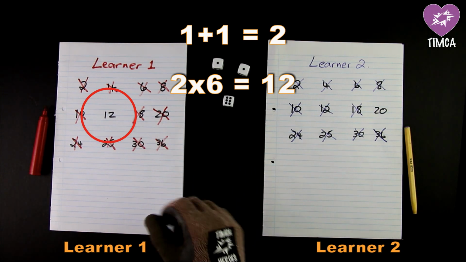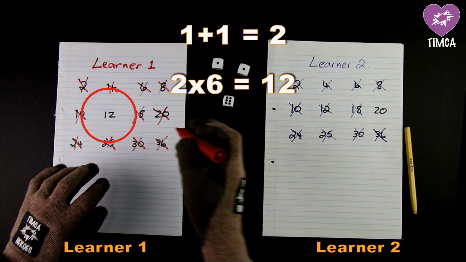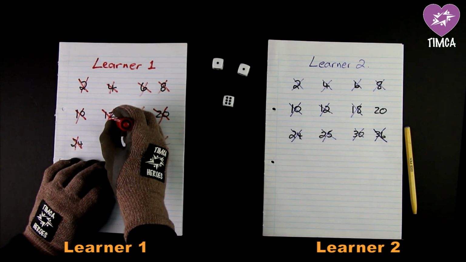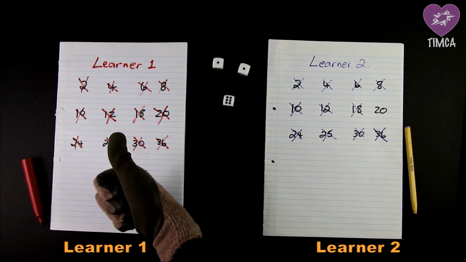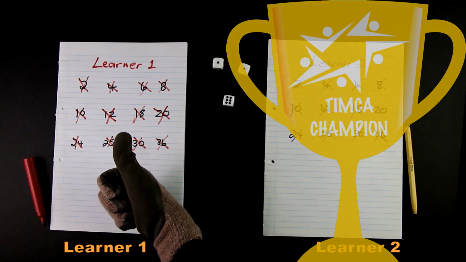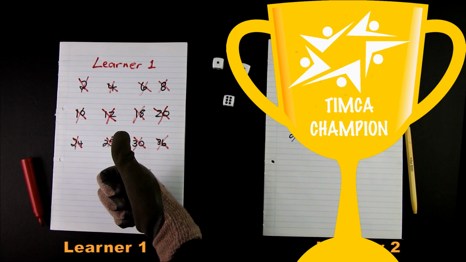Learner 1 is then the winner of the game. They have managed to get the final combination to equal the last number on their sheet. Learner 1 is the Timka champion.